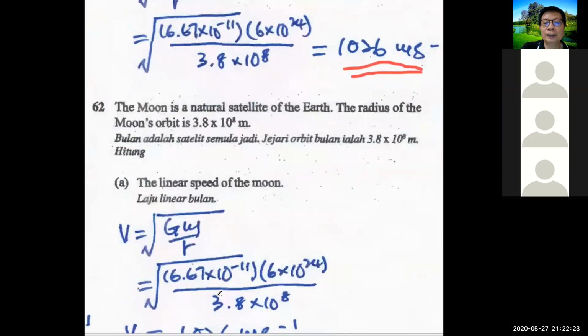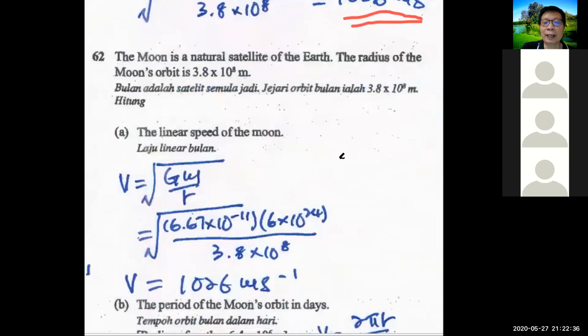Same formula. Take the G value. Mass, once again, use the main body, which is the Earth. Divide by the distance. Same answer like just now, 1026, right?